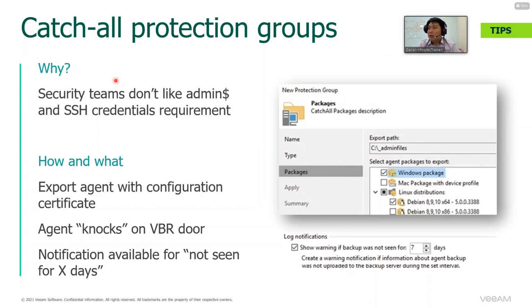So this will give VBR additional options, called the Catch-all Protection Group, whereby you are just creating a protection group to stand by on the backup server and wait for any agent that tries to communicate with it. So you will see here, we export the agent configuration certificate and also the installer file, and then we copy it to the local machine and perform local installation. After that, the agent will try to connect to the backup server instead, the other way around. Okay, so from here, you will see this is the option to export your installer and configuration file.